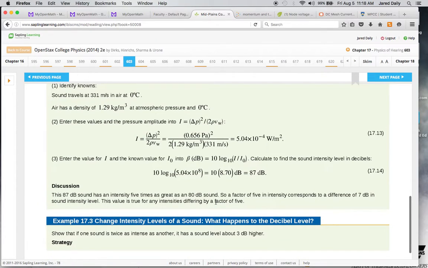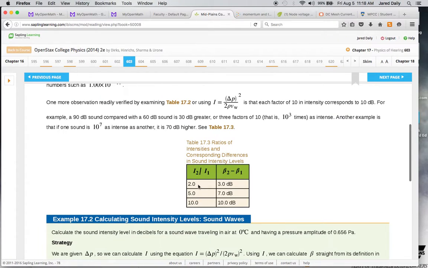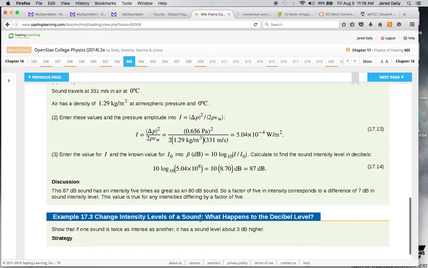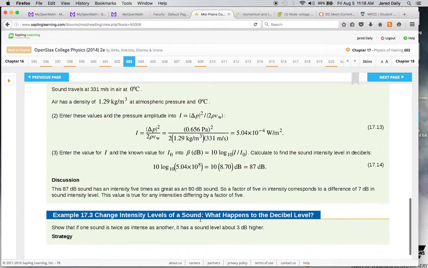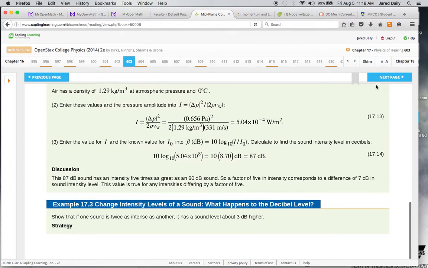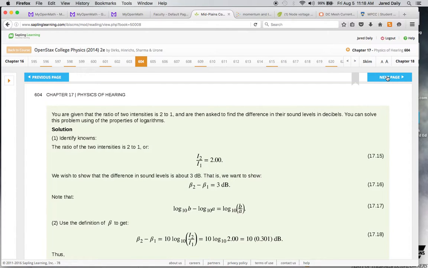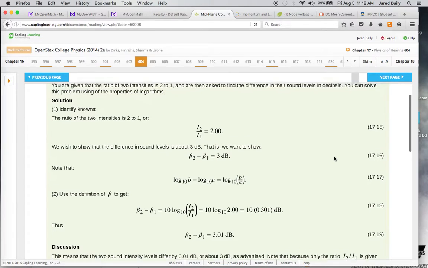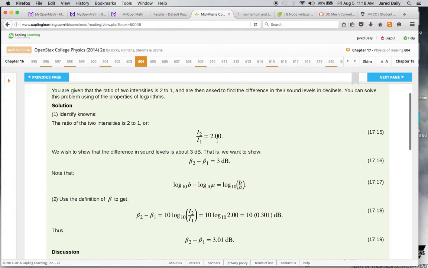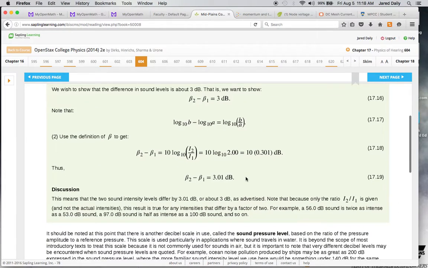Now, if you wanted to hear something twice as loud as 87 decibels, you would increase it by 3 decibels. So you would go from 87 up to 90 decibels for something twice as loud as that. And here they do that. They talk about I2 over I1 being twice as big, and then your beta 2 minus your beta 1 is 3 decibels.